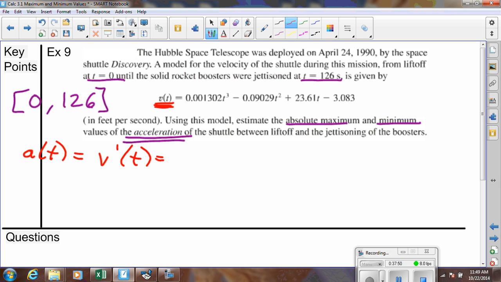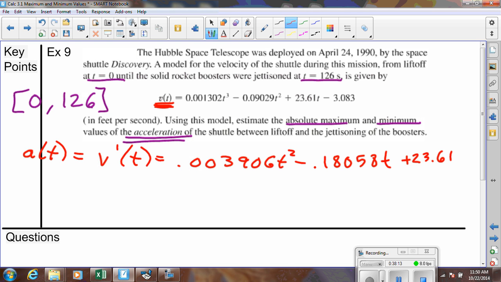3 times 0.1302 would be 0.003906 t squared minus 0.18058 t plus 23.61. That's the acceleration function. Our absolute extrema would occur at the critical values of the acceleration function or the endpoints. Well, our critical values come from the derivative. Okay, so we need to get the derivative of our acceleration function.